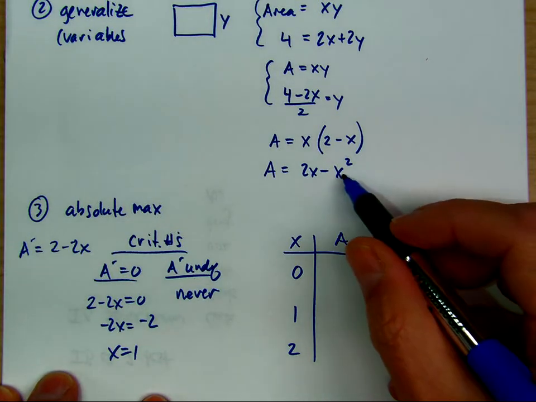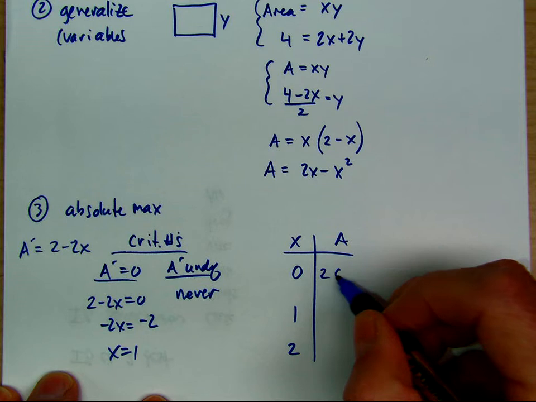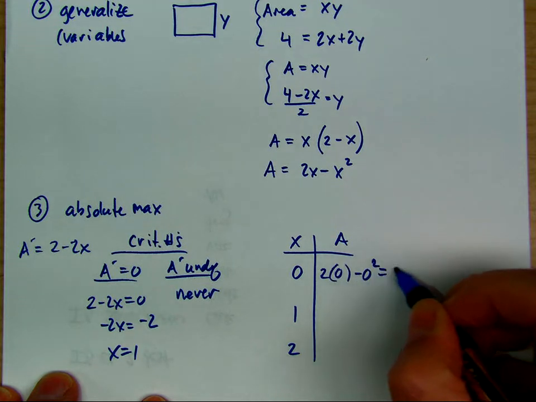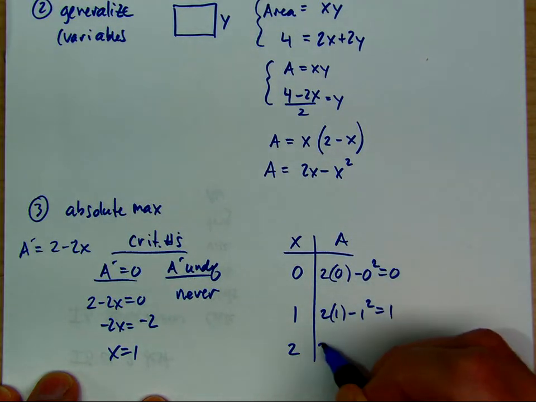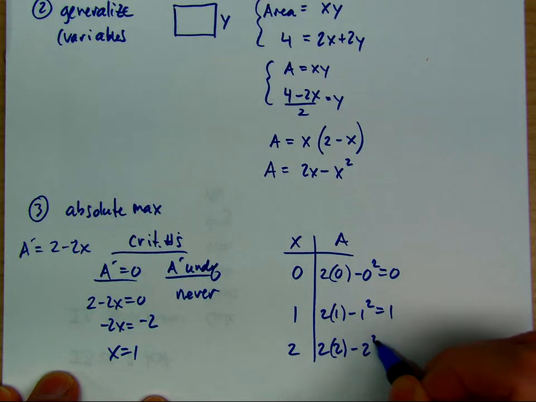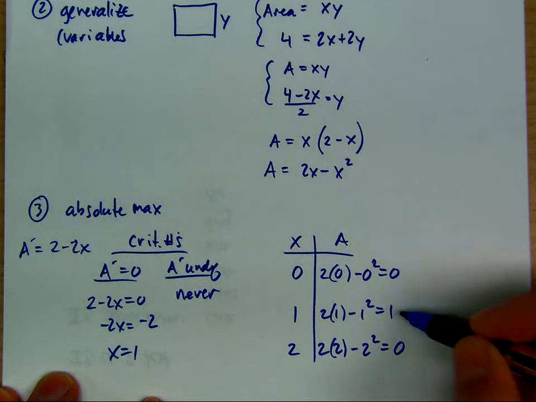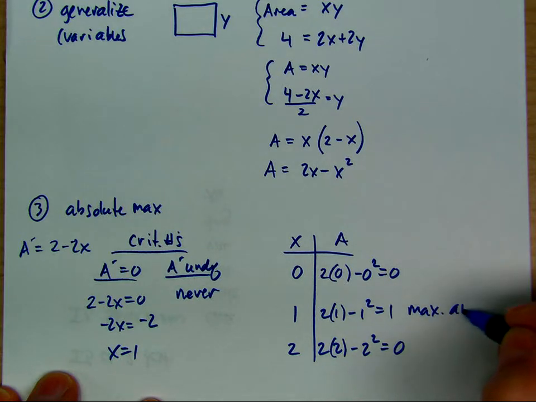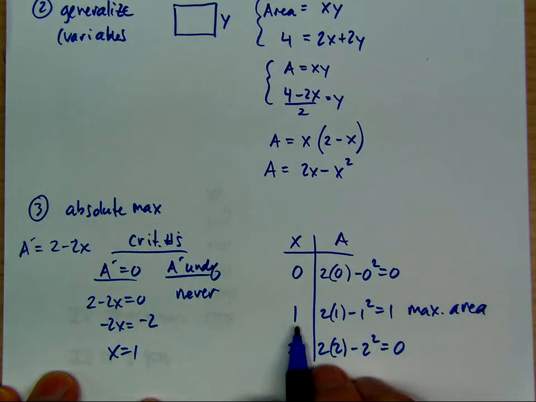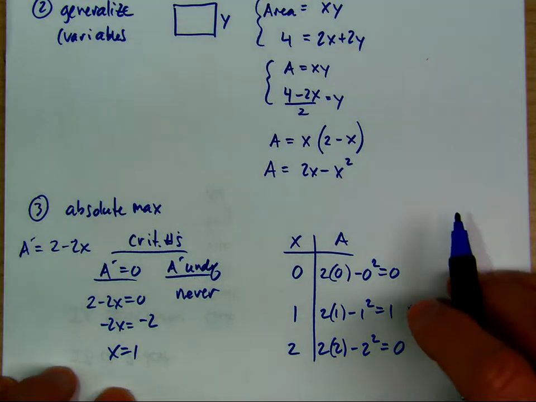And then we just use the formula for area: 2 times 0 minus 0 squared, 2 times 1 minus 1 squared, 2 times 2 minus 2 squared. So we know that the maximum area is 1, and it occurs when x equals 1 and y equals 1.